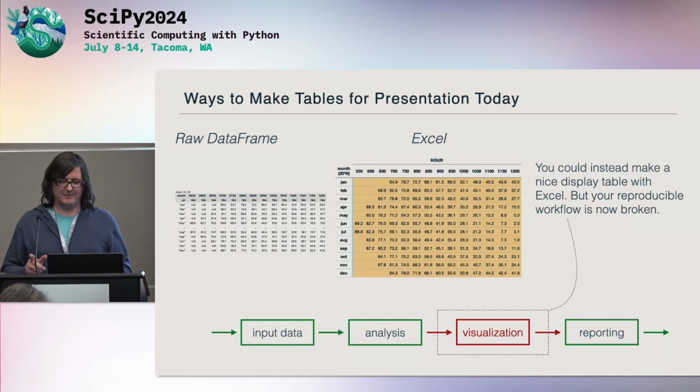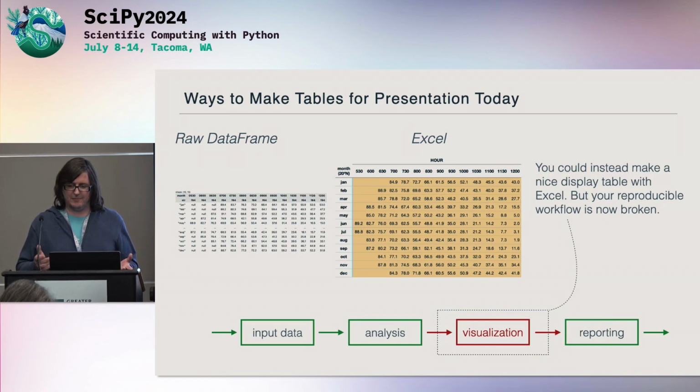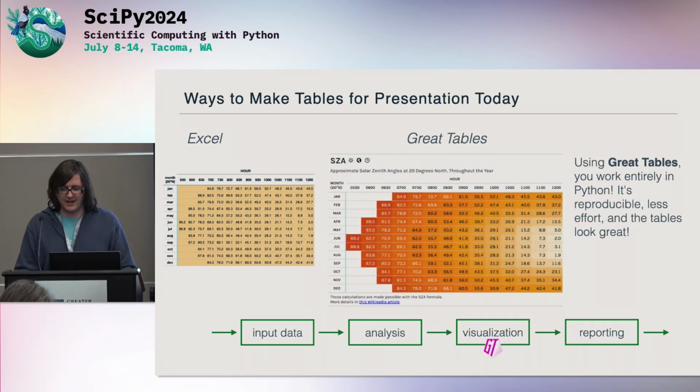Okay, another idea. This is something I'm guilty of. Take your data, dump it to a CSV, and then bring it to Excel, make your table there, and then bring it back to wherever you need to bring it back to. That's okay. But the problem is your reproducible workflow, if you wanted one, is now broken. So terrible. Don't like it. What I'm recommending, the whole purpose of this talk, is to use Great Tables, make really great tables entirely in Python. So it's reproducible, probably less effort once you learn how to use Great Tables. And the tables, they look good. I'll show you more good-looking tables soon.